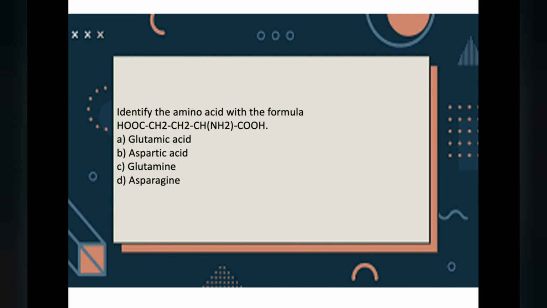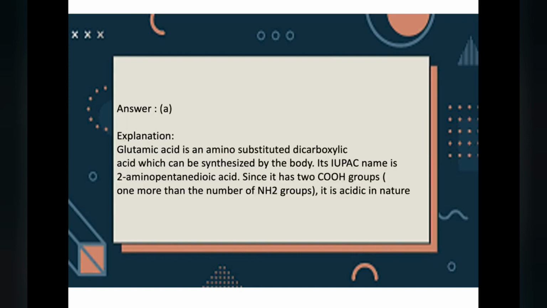Now the next one. We are given a formula in the question and you have to identify the amino acid. The choices given are A glutamic acid, B aspartic acid, C glutamine, and D asparagine. So what is the answer? It is choice A, glutamic acid.